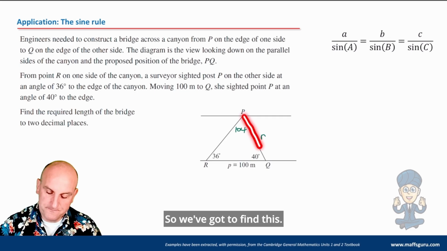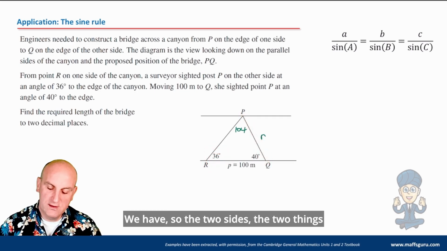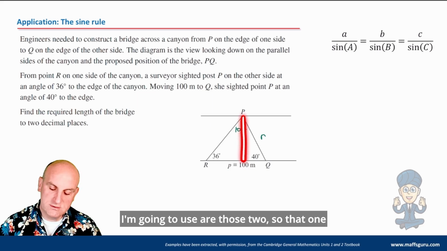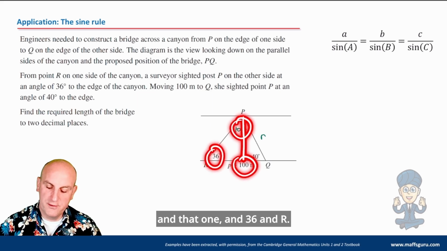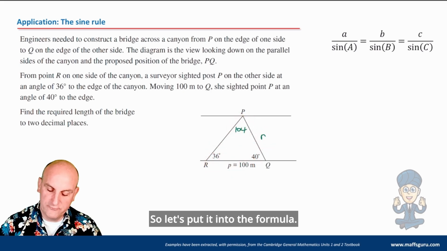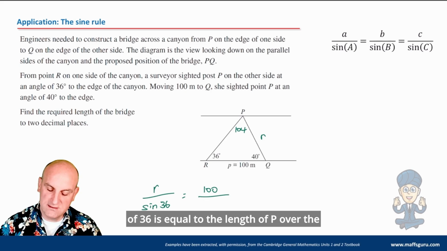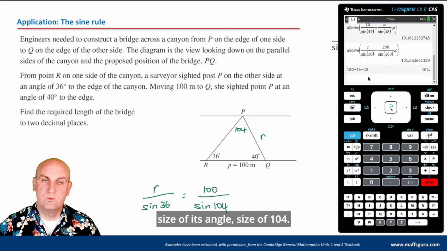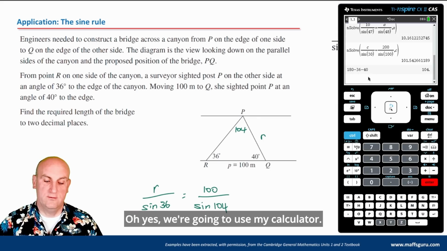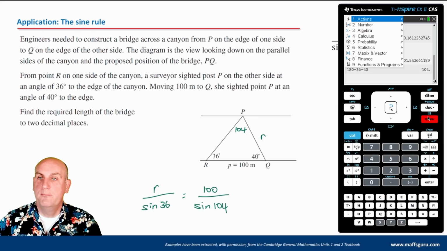Find the required length of the bridge. So we've got to find this. Have we got that angle? We have. So the two sides I'm going to use are those two, that one, and 36 and R. So let's put it into the formula. We're going to have little r over the sine of 36 is equal to the length of P over the sine of its angle, the sine of 104. Guess what we're going to do now? Oh yes, we're going to use my calculator.